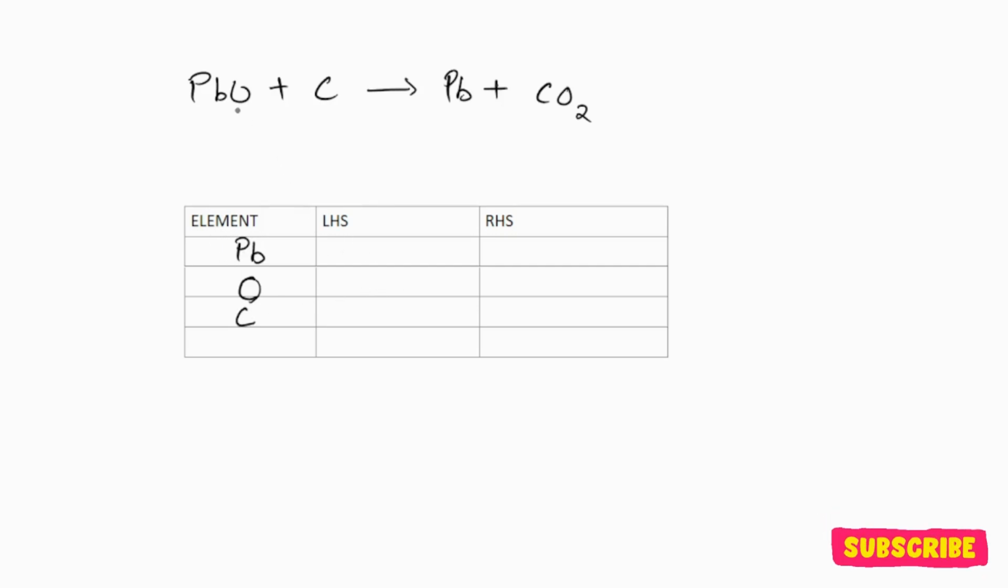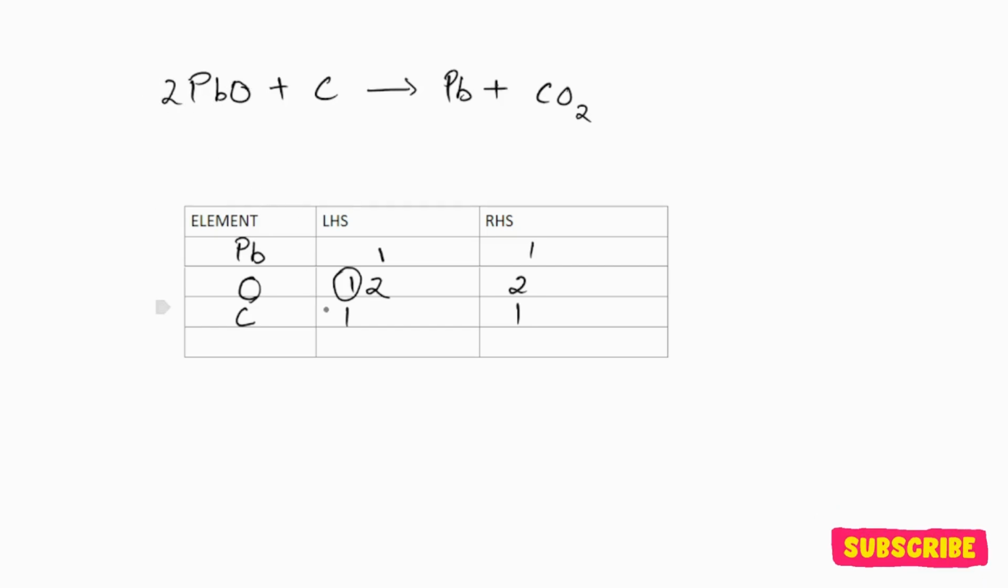So lead, how many atoms of lead are there on the left hand side? It's 1. Right hand side it's 1. Oxygen, how many? It's 1 here and 2 on the right side. Carbon, it's 1 and 1 on the right hand side. Now you'll see that only oxygen is unbalanced, where left hand side it's 1 and right hand side it's 2. So what we need to do? We need to multiply on the left hand side by 2 here. So I'll put 2 here.